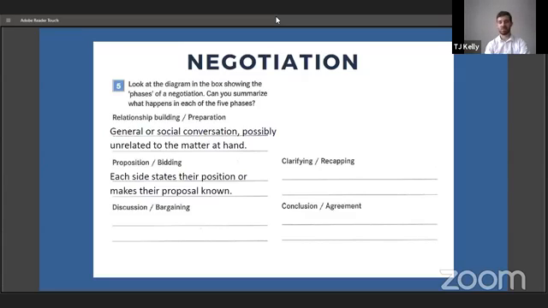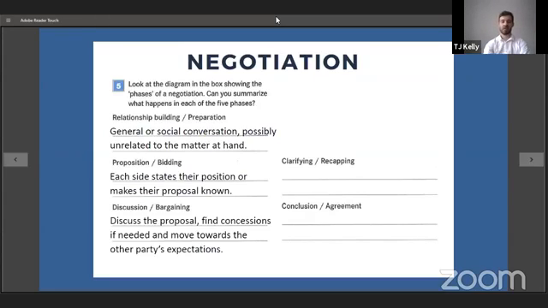From here, we move on to the next phase. This is where we discuss or bargain what's happening. Maybe we'll find concessions that are needed in order to meet towards the other party's expectations. This could be shifting timelines or budgets, or dropping part of what you envisage the project to be. Maybe something isn't feasible within a certain time frame, and you have to decide whether you want to drop part of the scope or extend the deadline to incorporate everything.